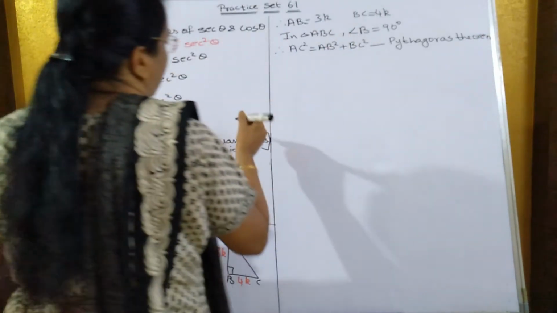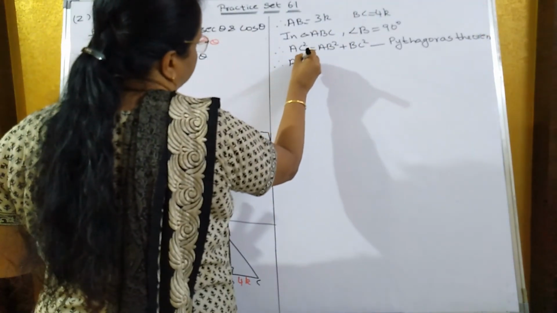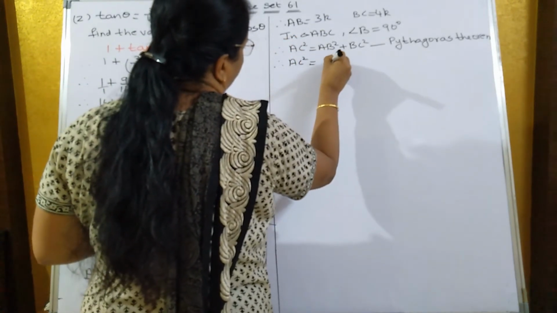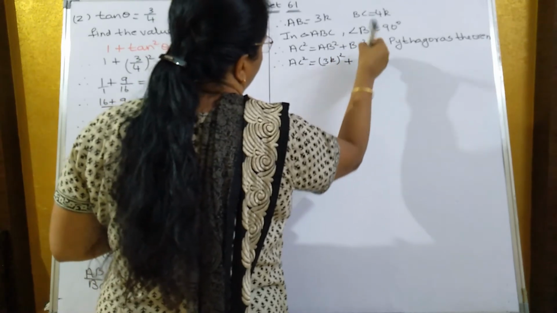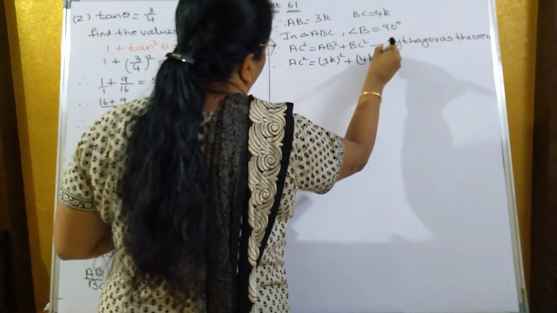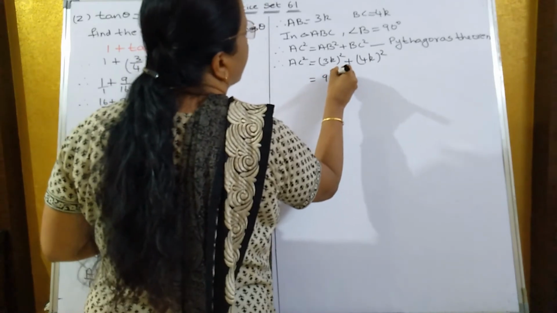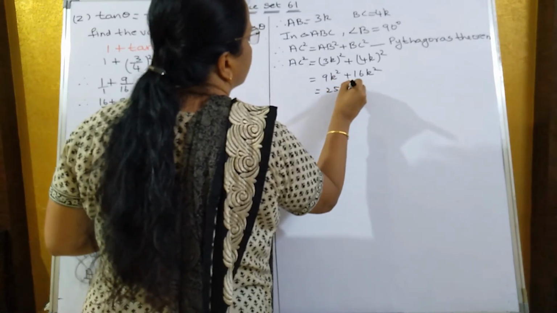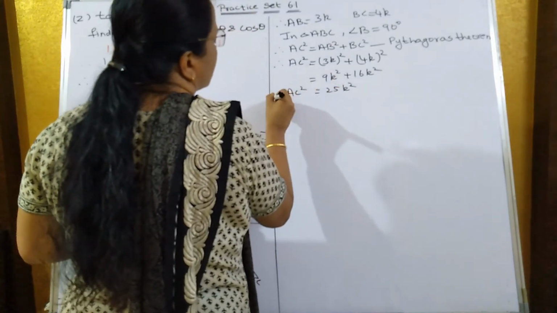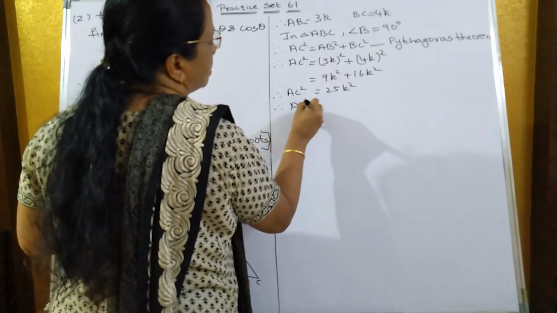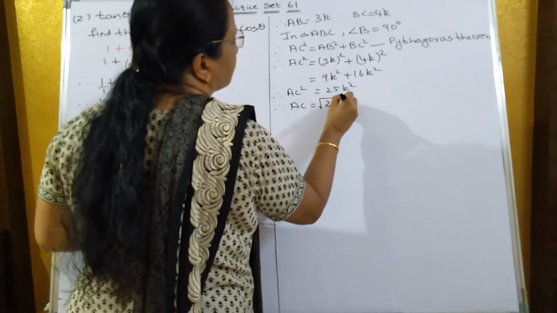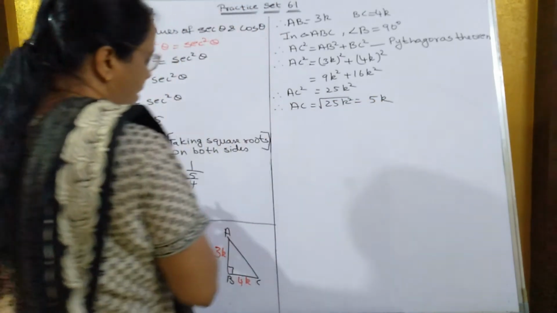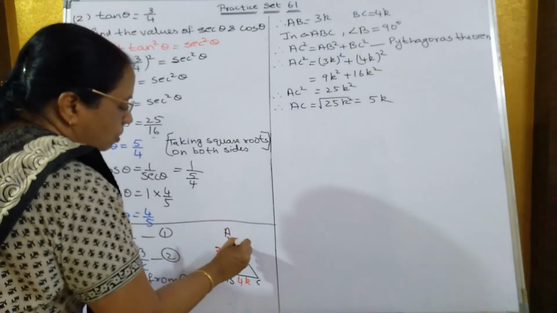Now put the value. AC we have to find out. AB we have got how much? 3K. So 3K the whole square plus BC is 4K the whole square, that's equal to 9K square plus 16K square, that's equal to 25K square. So AC square is equal to 25K square. So AC is equal to root of 25K square, that is equal to 5K. So we have got the value of AC also, that is 5K.